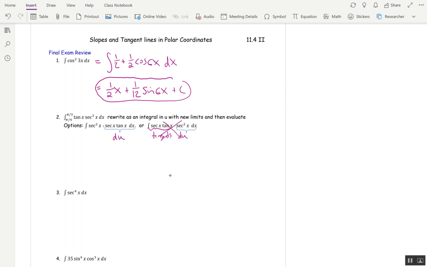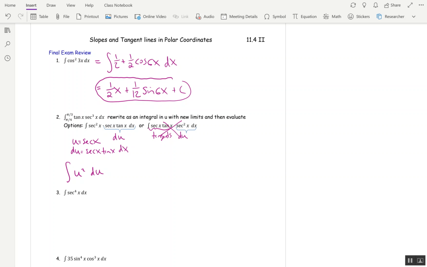So we're going to go over here. If secant tangent is du, well, that's the derivative of secant. So we have to turn everything over here into secants. Well, that's easy. It's already all secants. So let's just let u equal secant x. Du is secant x tangent x dx. So we have the integral of u squared du.